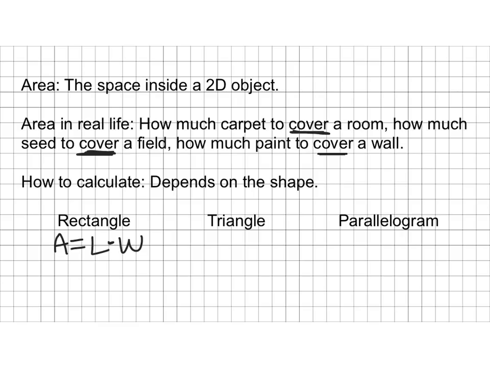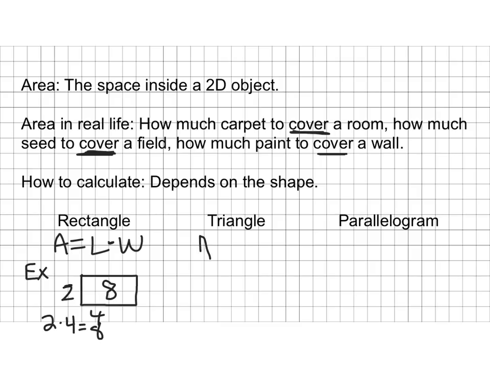For a rectangle, we usually say that the area is the length times the width. So in this example, we have a length of 4 and a width of 2, giving us an area of 8, because 2 times 4 equals 8.